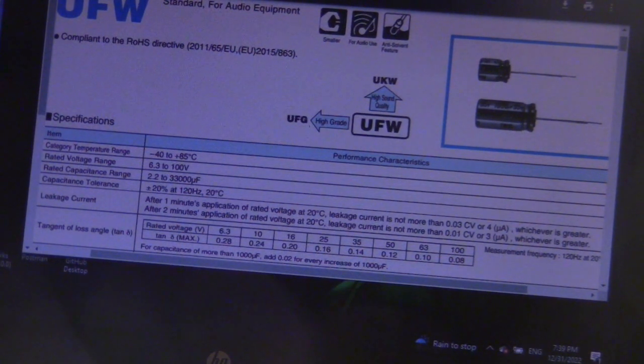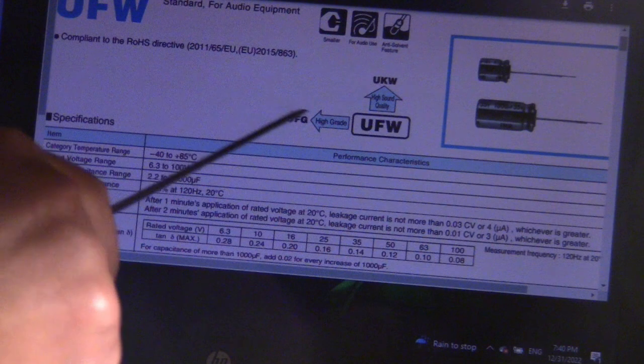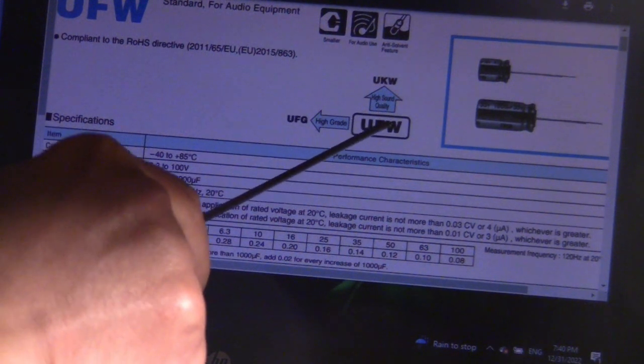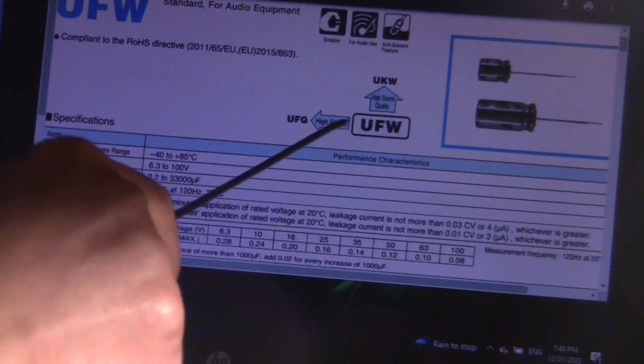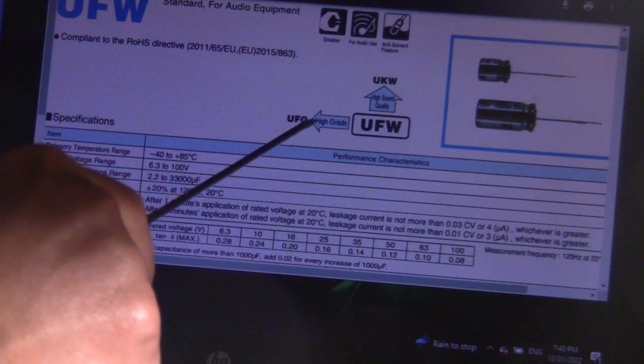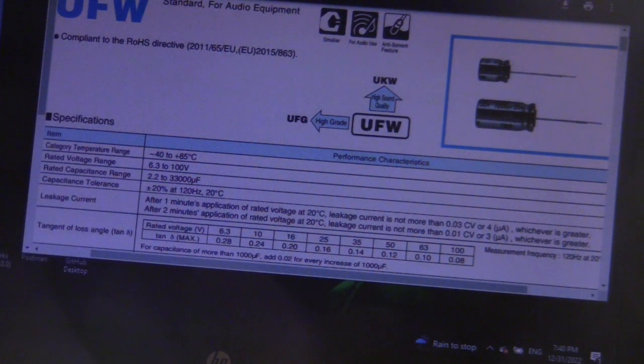Now we are talking about the signal circuit. Signal, not the power supply. When you go to the signal circuit, if you find a blend UFW in the Nichicon, you see this diagram? They told you UFW is good, but UFG is better than UFW. How bad? How good? How better?